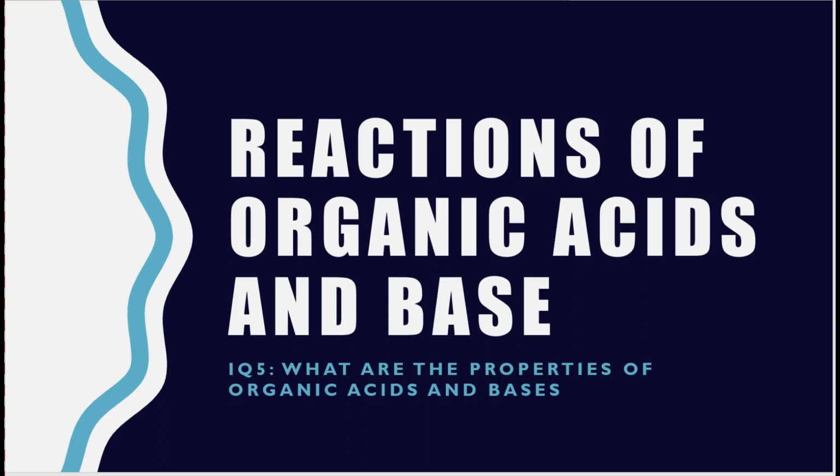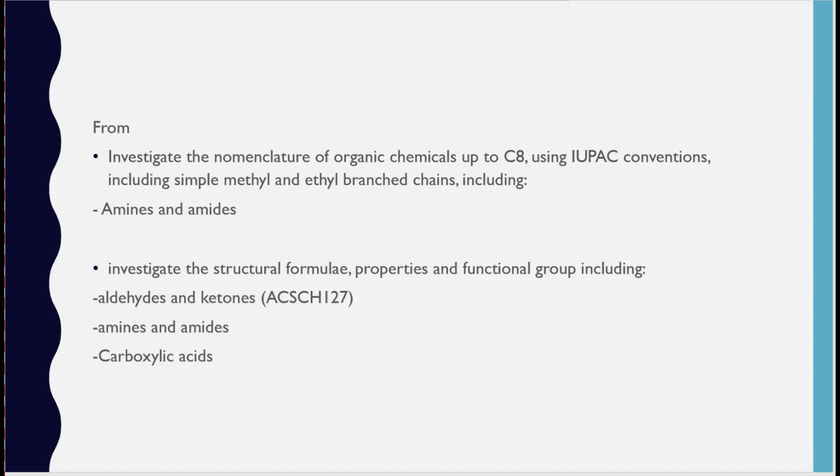And today we're going to start looking at the reactions of organic acids and bases. But before we do that, there are still some organic compounds that we haven't looked at naming. The one that we're going to look at today is investigating the nomenclature of organic chemicals up to C8 of simple methyl and ethyl branch chains, including amines and amides. And later we'll move into their structural formula, properties, and so forth.